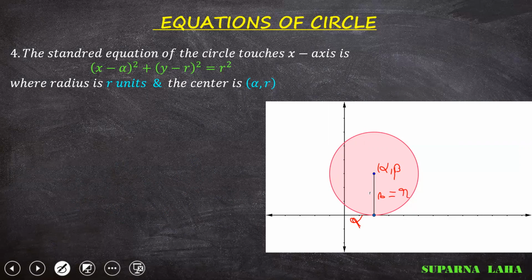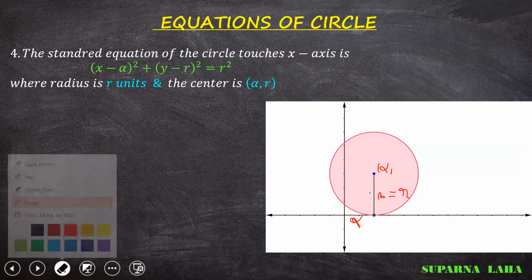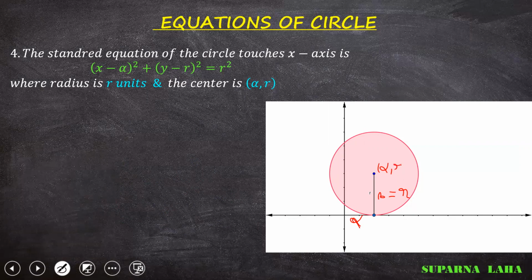Correct? So in the place of beta, we can easily replace beta by r. So alpha comma r is the center of the circle and the radius is r. So the equation, that is the standard form, is x minus alpha the whole square plus y minus r the whole square is equal to r square.